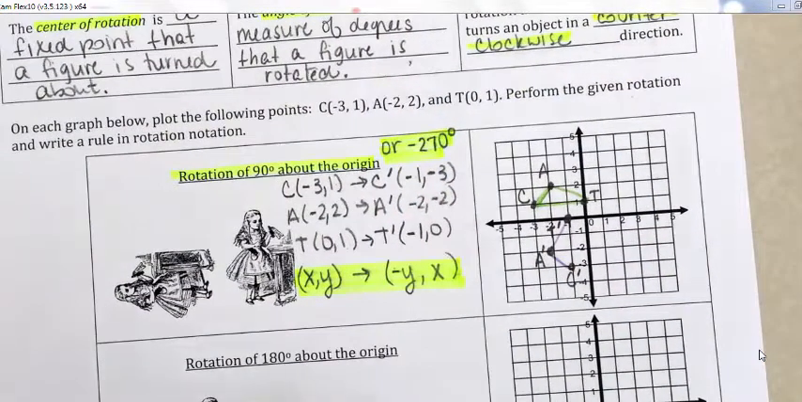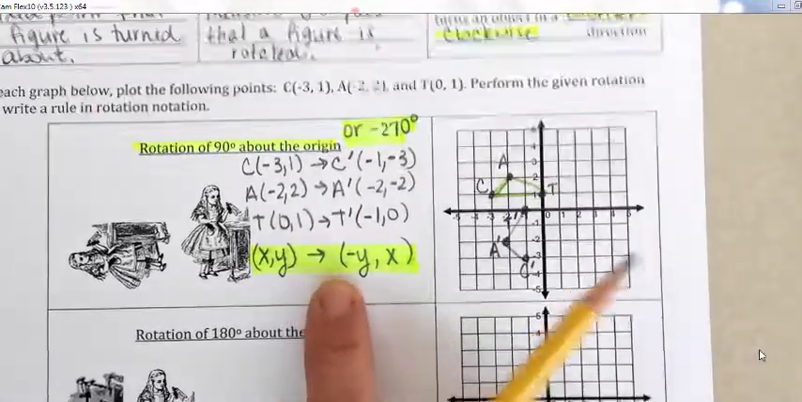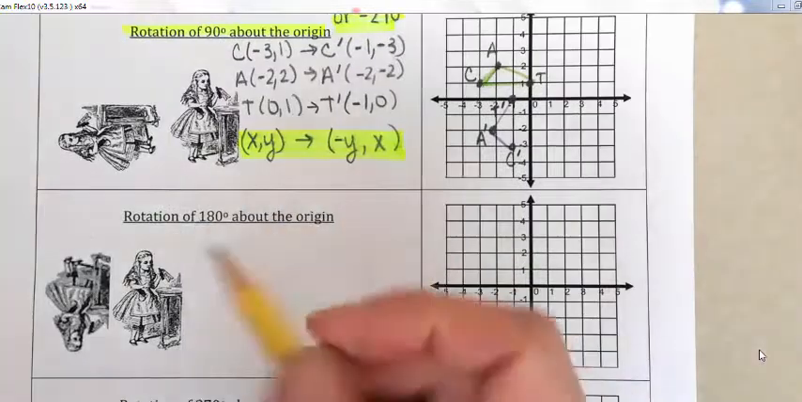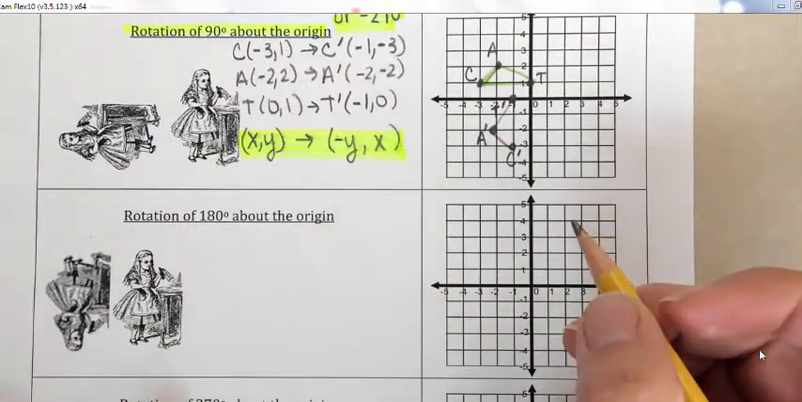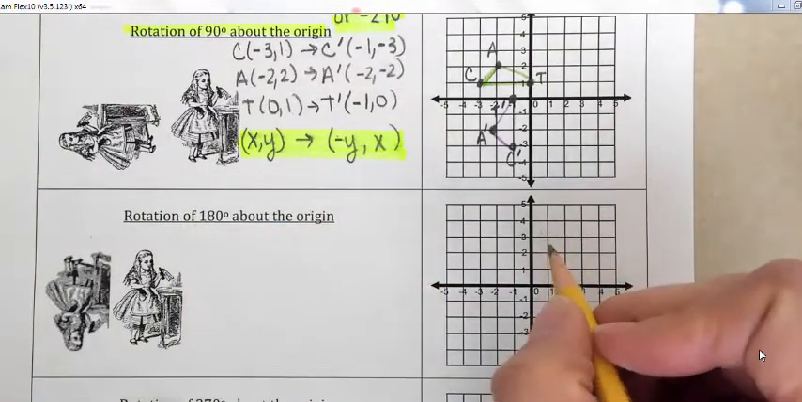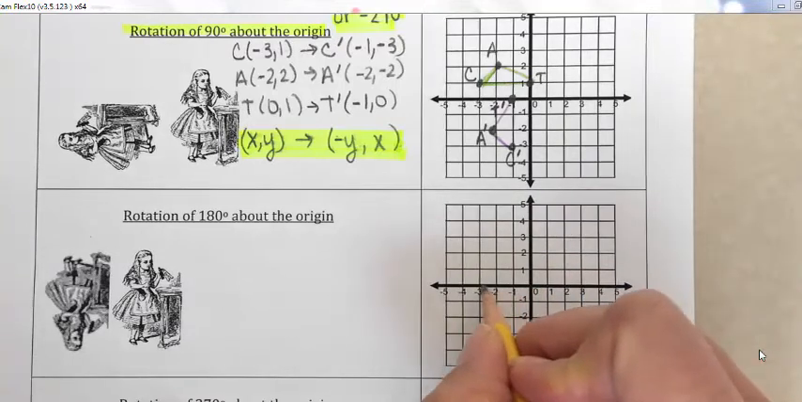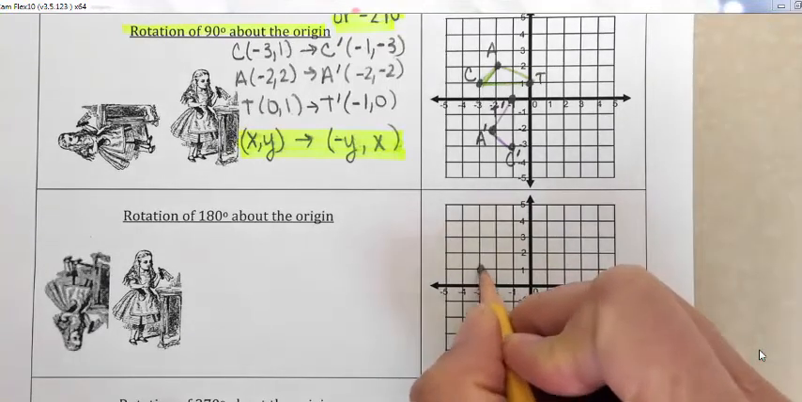All right, let's go ahead and do it again for a rotation of 180 degrees, and let's see if we can come up with that general rule. A rotation of 180 degrees about the origin. We're going to start with CAT. So that's negative 3, 1.